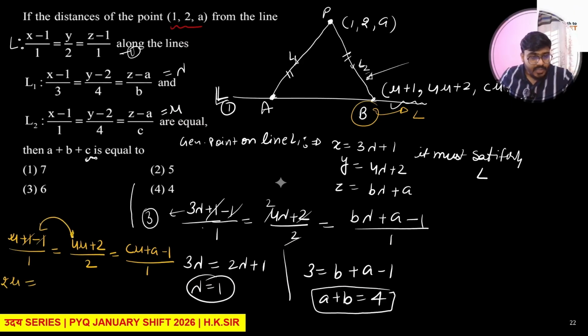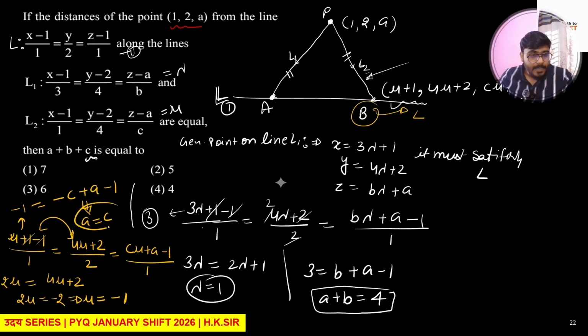From the first and second ratio, 2 mu equals 4 mu plus 2. So 2 mu equals minus 2, so mu equals minus 1. If mu is -1, this complete is -1. So -1 equals c into mu. Mu is -1, so minus c plus a minus 1. -1, from here we can say a equals c. A equals c.